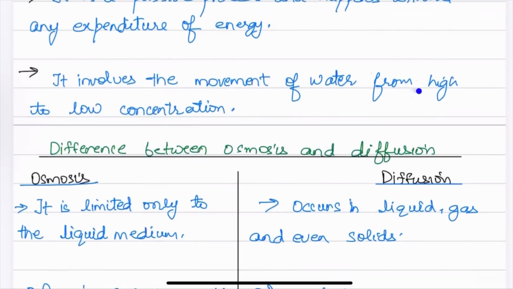So if the concentration of water is high, high water, low solute. Low water, high solute. Which means if water is moving from higher concentration to lower concentration, solute will move in the opposite direction.